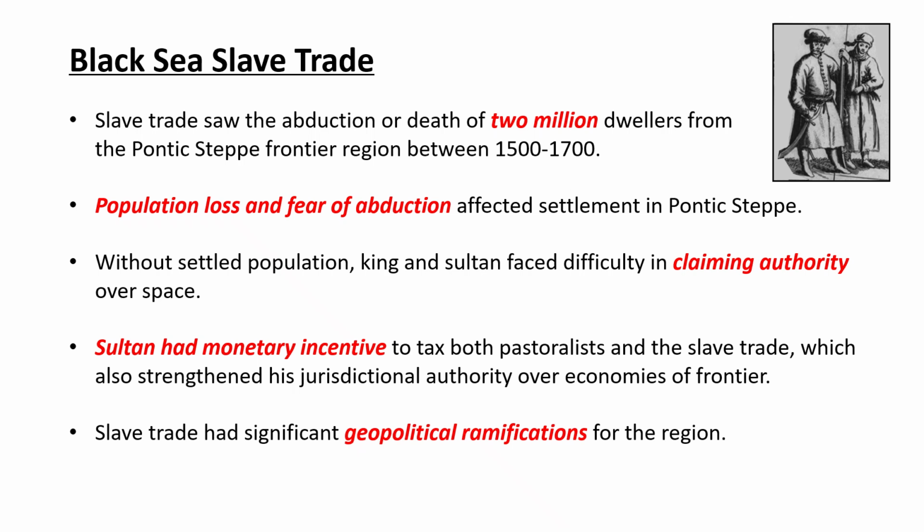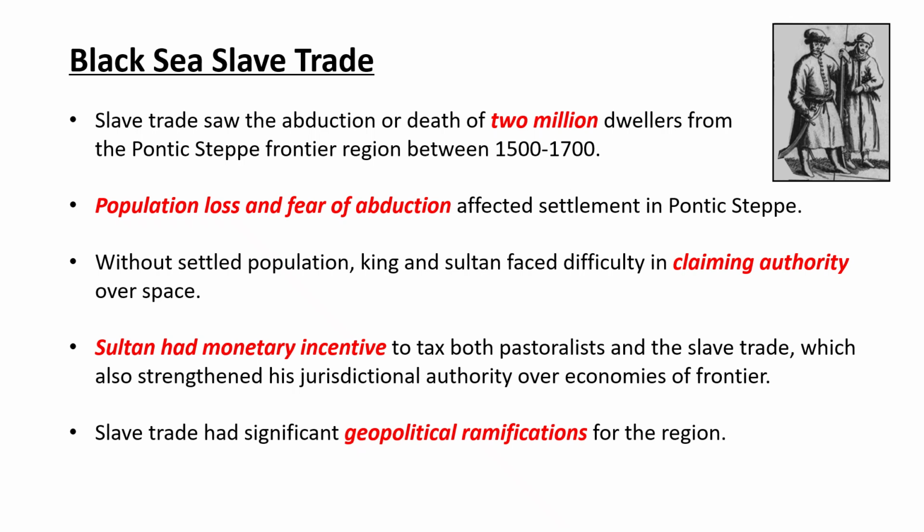One effect of this was a lack of a settled population in the region, which, in addition to the remoteness and inaccessibility of the region, further reduced the king and sultan's ability to claim authority over the space, thereby exacerbating the border dispute issue. The sultan in particular had a monetary incentive to tax pastoralists and the slave trade, which also strengthened his jurisdiction over the region.